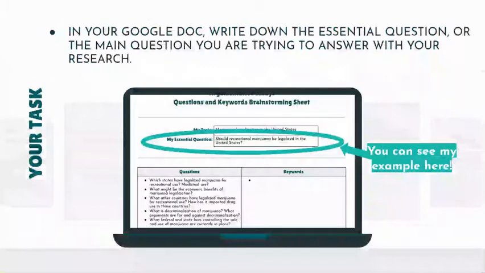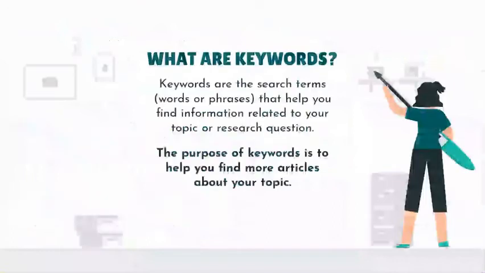Once you're done writing down your essential question, we're going to move on to developing keywords. Keywords are the search terms, words or phrases that help you find information related to your topic or research question. And the purpose of keywords is to help you find more articles about your topic.